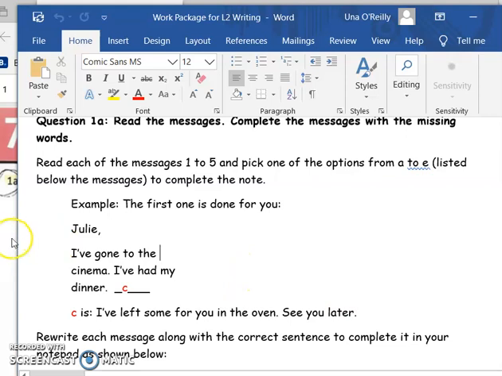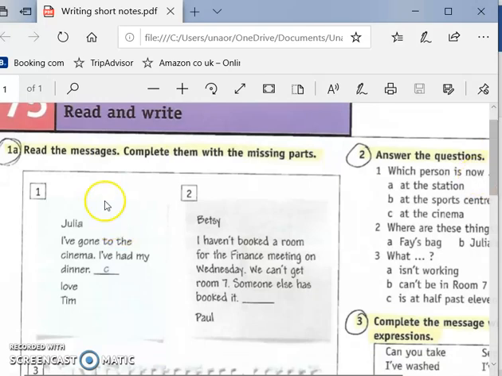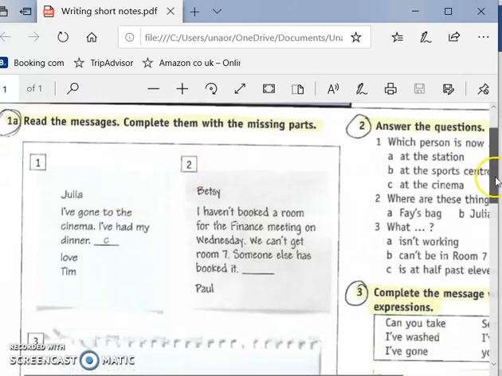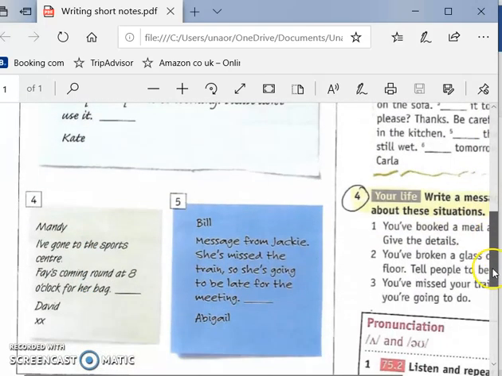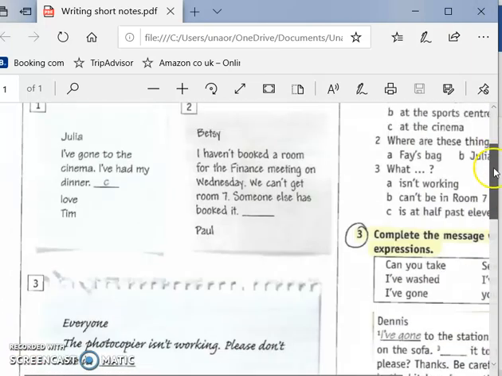Okay, so going back over to our exercise sheet, you are asked to read the messages and complete them with the missing parts. Now the missing parts are all down here. So you have 1, 2, 3, 4, 5 notes, and the missing parts are here: A, B, C, D, and E. Okay, and one of them is already done for you.